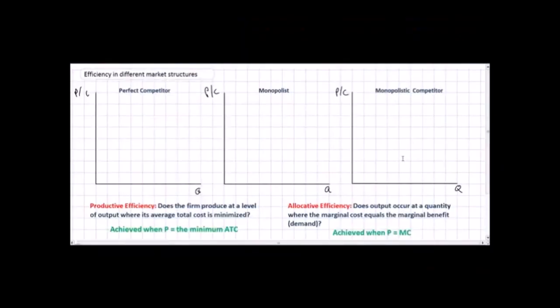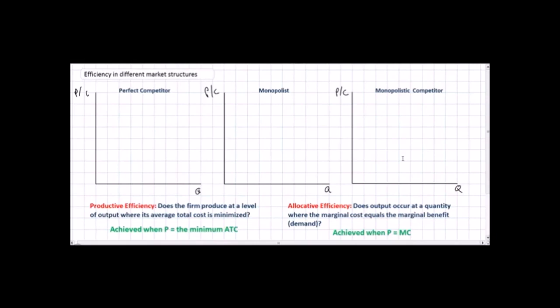In this video lesson, we're going to examine efficiency in different market structures. So this is going to be the final lesson in a series of lessons on what we call theory of the firm, in which we examine the competitive behavior of firms in market structures ranging from perfect competition to pure monopoly.